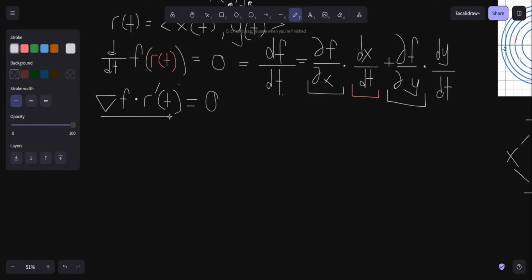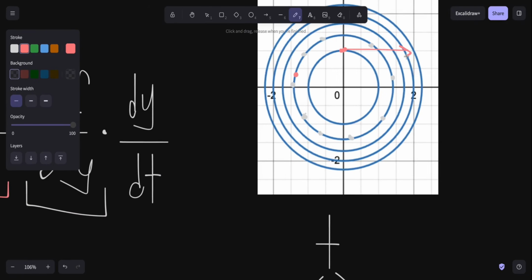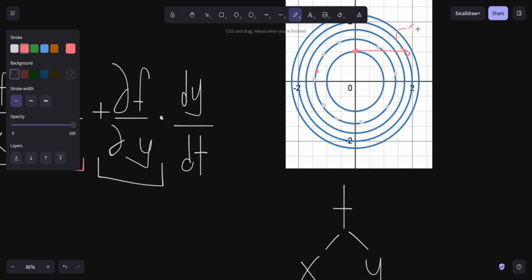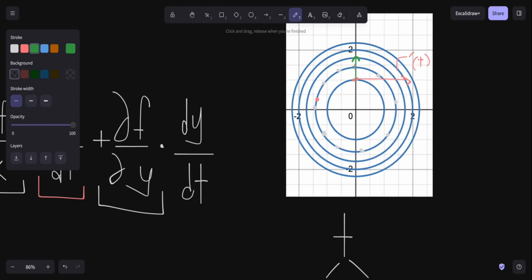Well, what do you notice? When the dot product of two vectors is equal to 0, that means that these two vectors are going to be perpendicular to each other. So imagine if I'm traveling on the curve. This is going to be my velocity vector, r prime of t, at that specific time moment. This is saying that my velocity vector is going to be perpendicular to the gradient vector. That means this gradient vector has to be perpendicular to this level curve. So this would be the direction of del f.